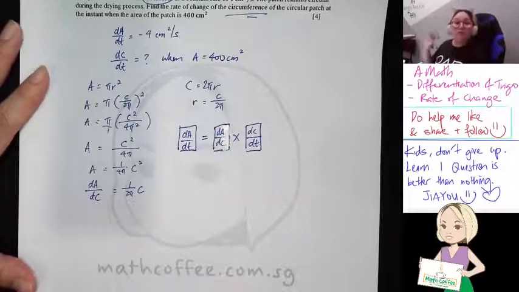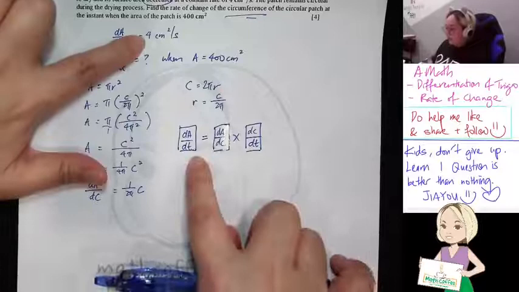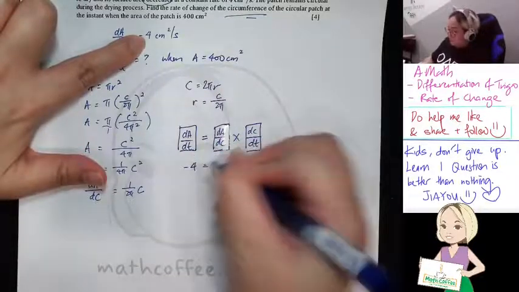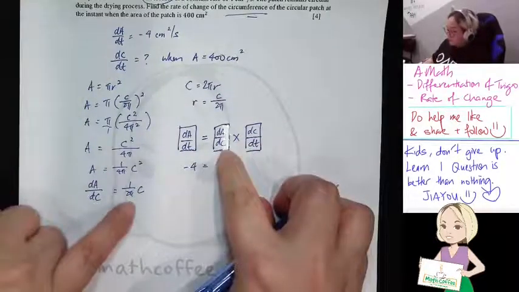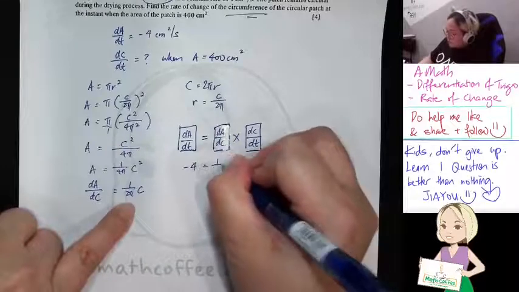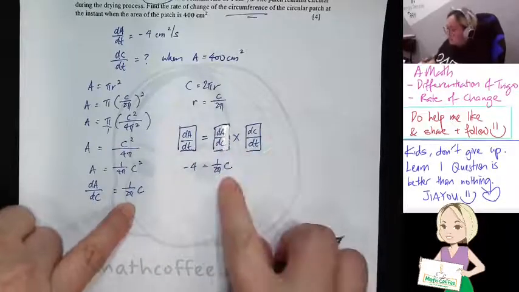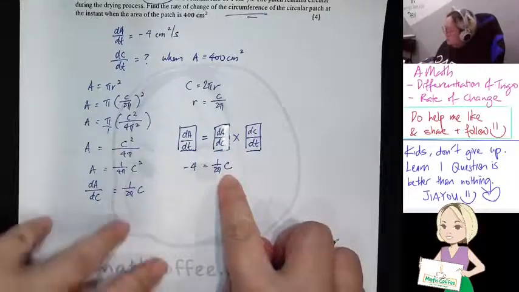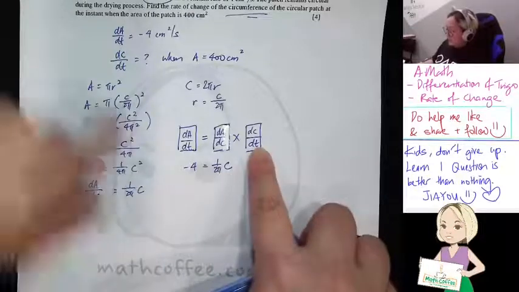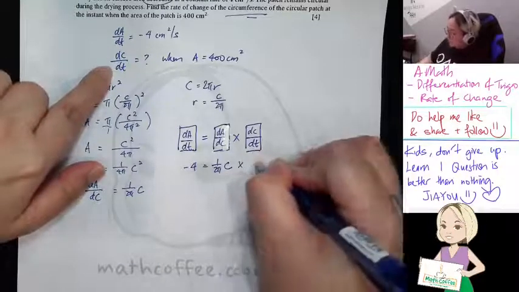Then after that, fill in the blank. dA/dt I have, which is negative 4. Put it in. dA/dC I have over here, so it is 1 over 2 pi C. Now the question is, what is my C? Later we settle that. Then this dC/dt you are supposed to find, so this one is the unknown.